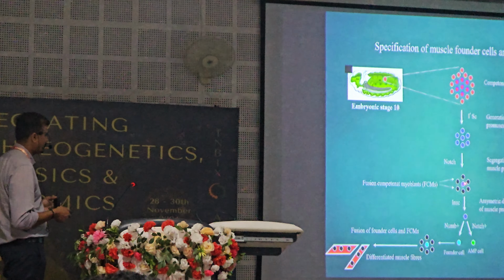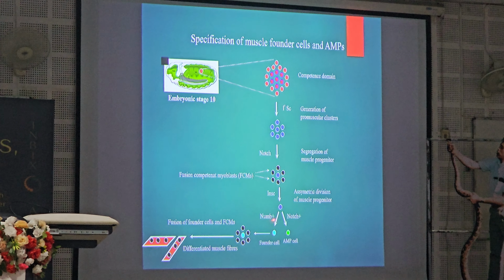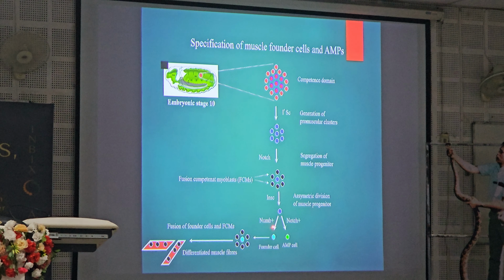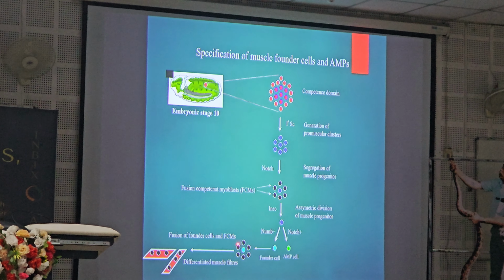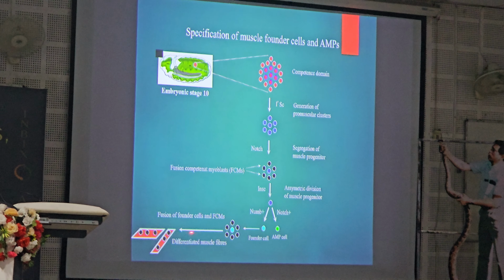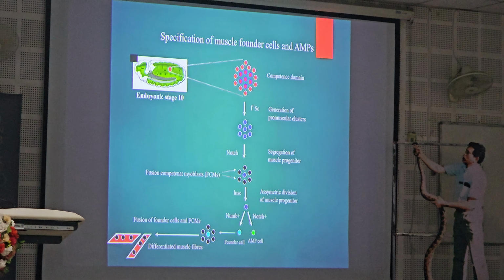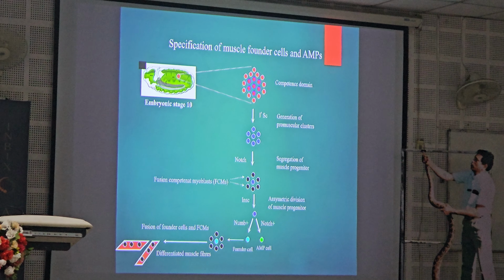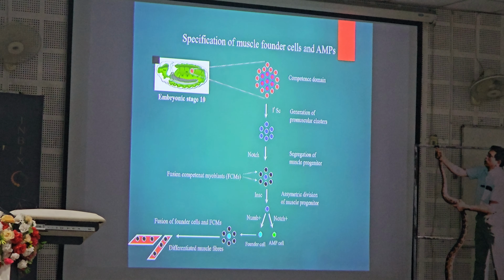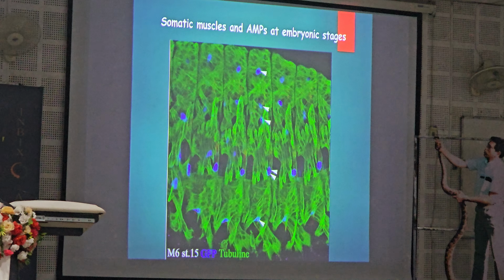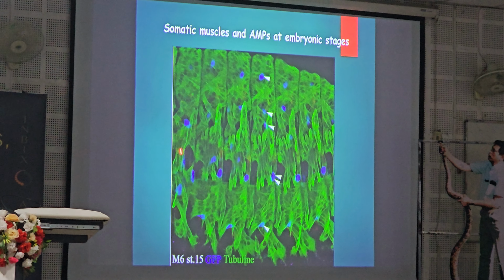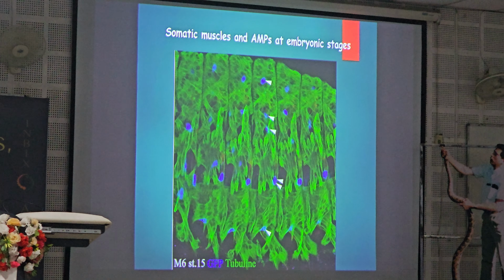Now, this muscle founder cell is a key cell in muscle fiber formation. These muscle founder cells undergo asymmetric cell division with the help of Inscuteable and Notch, and one cell becomes the founder, which fuses with FCMs to form the differentiated muscle fiber. Another cell remains undifferentiated and quiescent for a long time, which we call muscle stem cells.